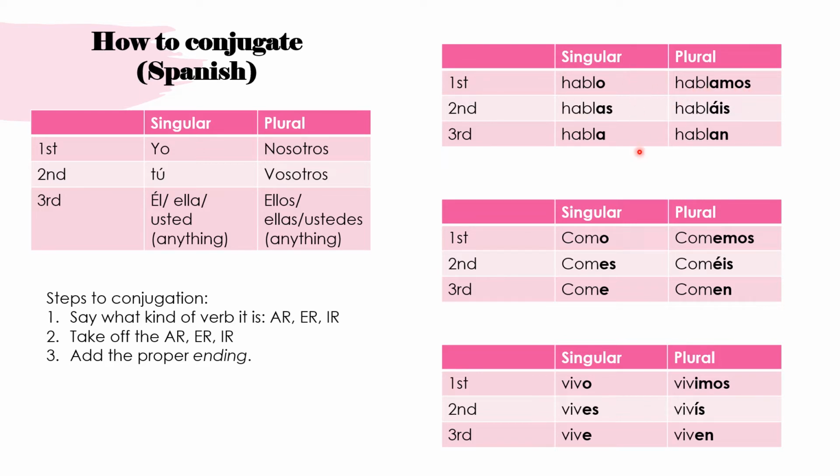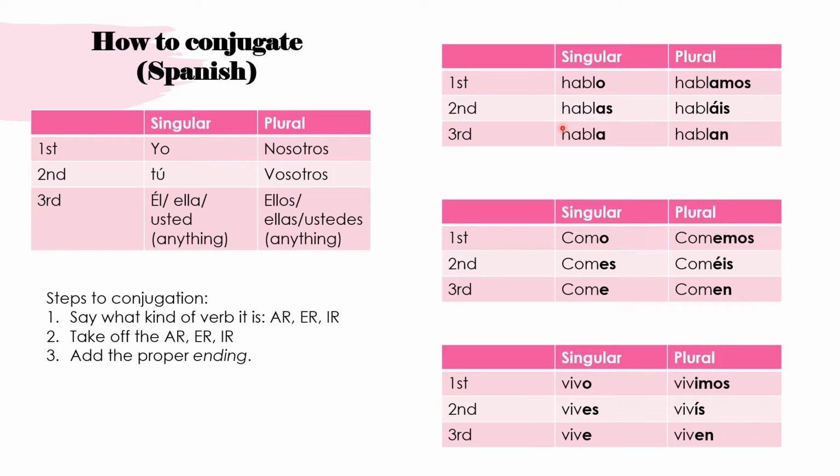As you can see on my boxes here, I have bolded the endings. If you are diligently taking notes, as you should be because there are boxes for you to write these, I want you to write down under AR: o, as, a, amos, áis, an. Those are your AR verb endings.